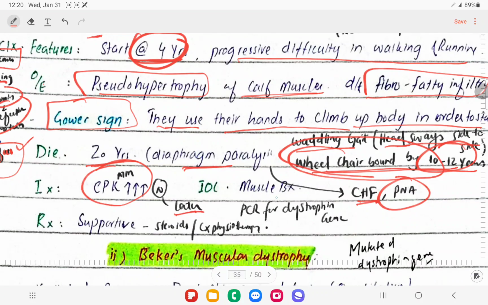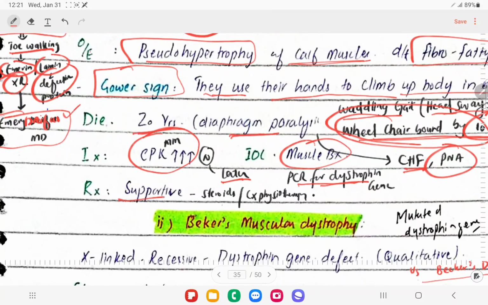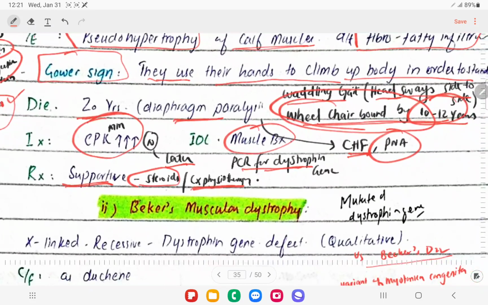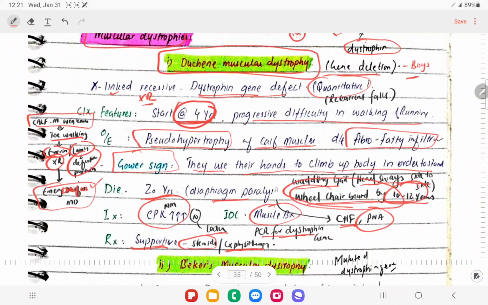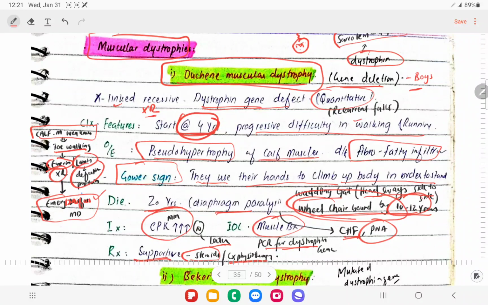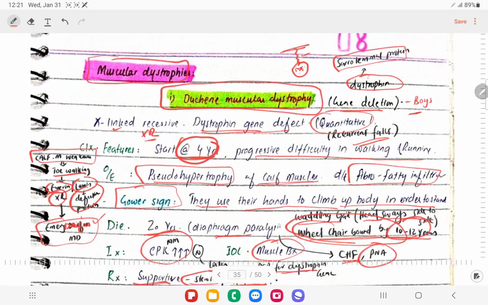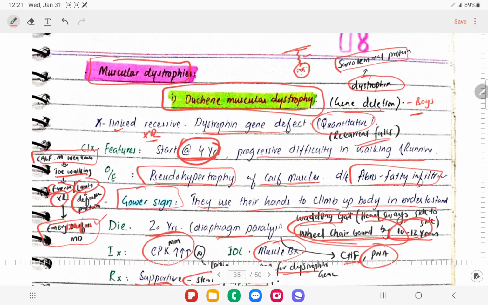And investigation of choice is, we can go for PCR for dystrophin gene, and we can go for the muscle biopsy, right? And treatment is just supportive. We can give these patients steroids, and we can ask the attendants to do the chest physiotherapy in these patients. So they're going to come with the recurrent falls, right? So that's all about the Duchenne muscular dystrophy.